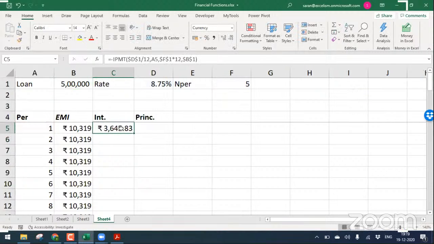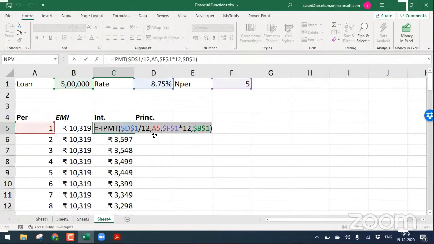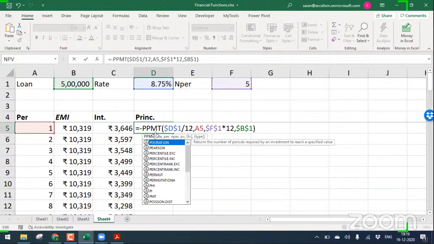So in the first year, first period, you will be paying 3,646 as an EMI. Let me copy and paste this down. Wonderful. Equal to, I want to calculate the principal, right? Nothing will change. Control C, Control V. Let me put P instead of I. That's the advantage of Excel. If you know one formula, the other formula is a bonus to you.